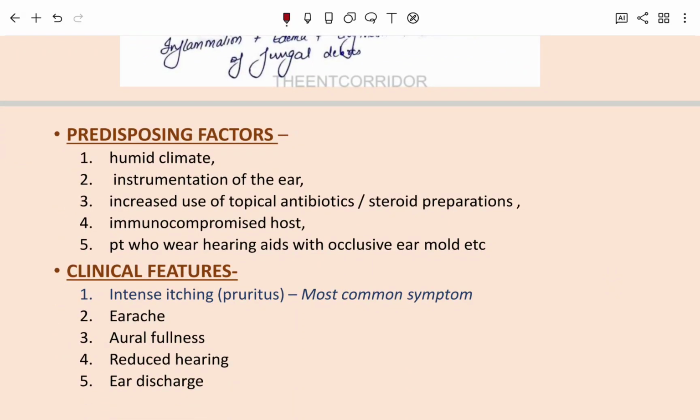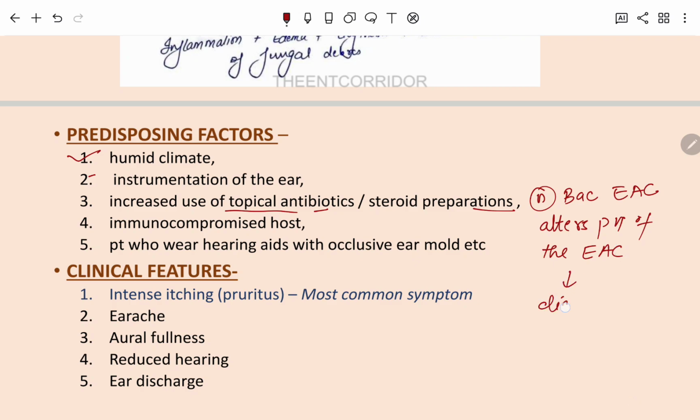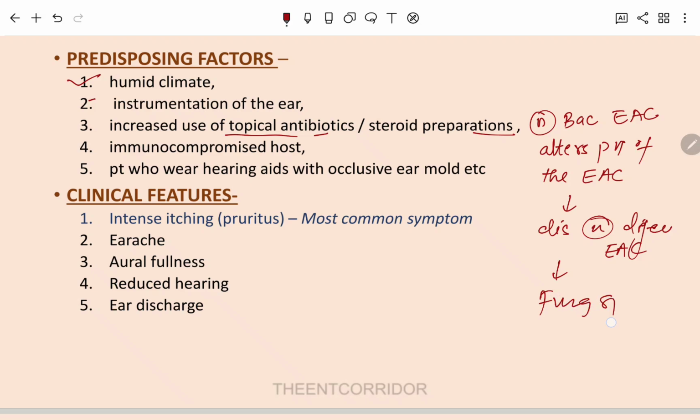Talking about the predisposing factors, we have humid climate, instrumentation of the ear, and increased use of topical antibiotics and steroid preparations. What this does is it kills the normal bacterial flora of the external auditory canal, and it also alters the pH. So it is disrupting the normal defense mechanism of the external auditory canal, which is a predisposing factor to the fungal spores. Due to this, there is the development of otomycosis in the external auditory canal. It is also called secondary otomycosis.